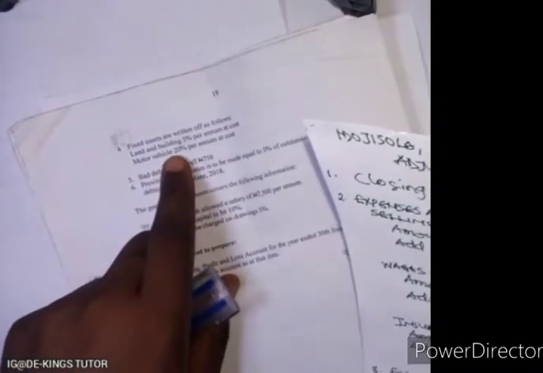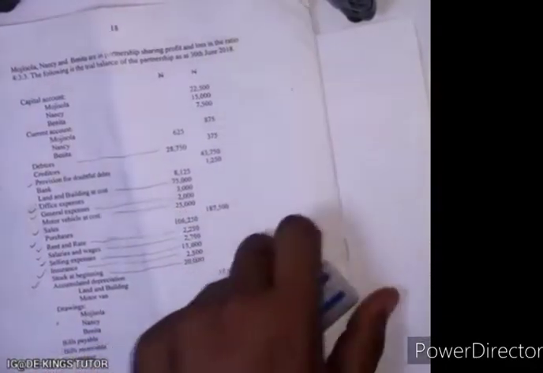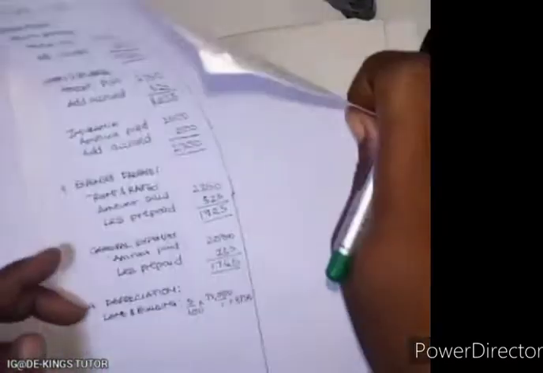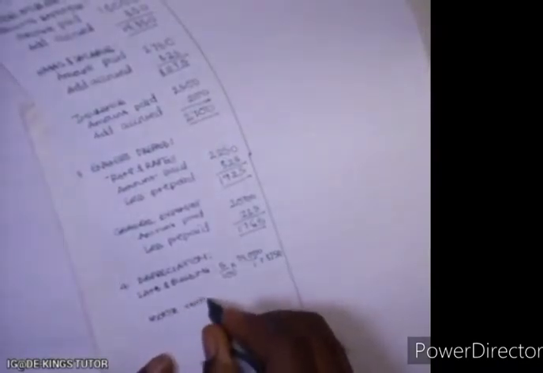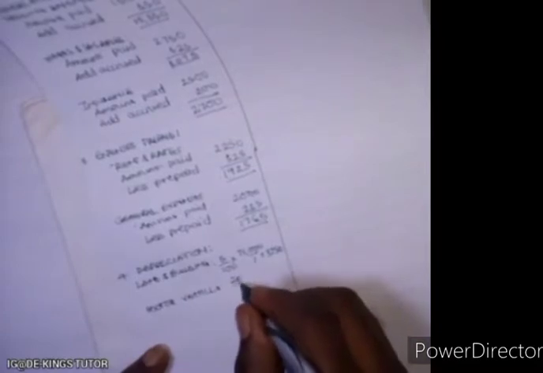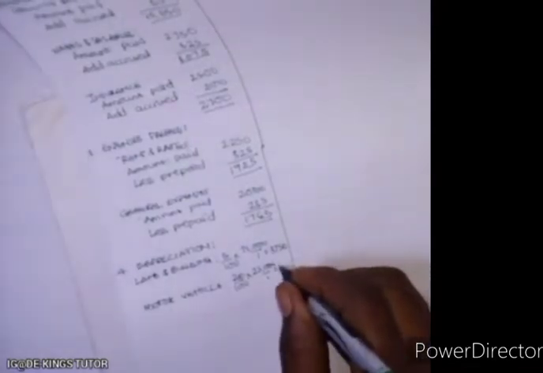The next one, motor vehicle, 20% per annum at cost. Okay, so we'll check here also. Motor vehicle at cost is 25,000. Okay, so now we'll do 20% on 25,000. So our motor vehicle will be 20% on 25,000. Okay, so that will be 5,000. That will be 5,000.